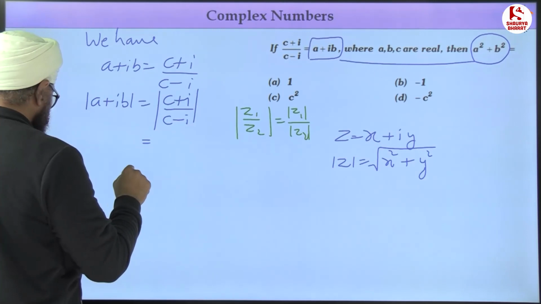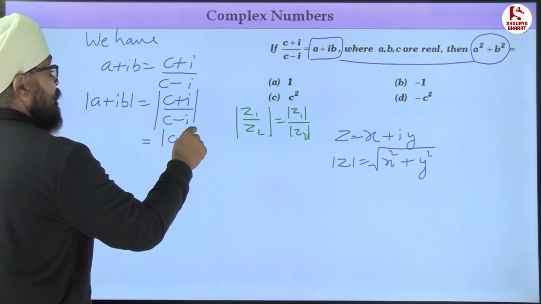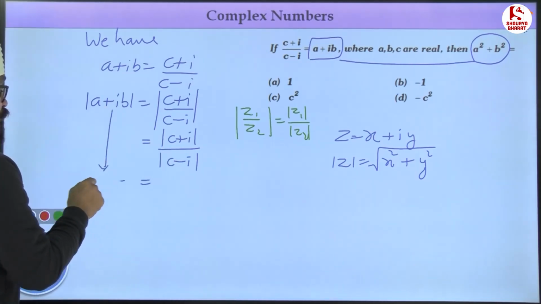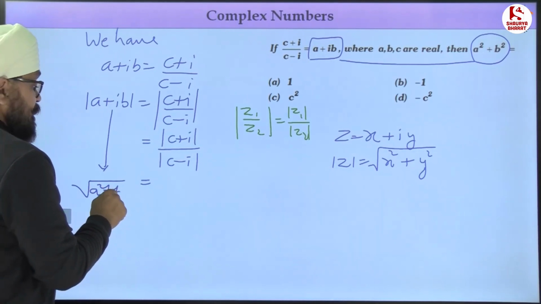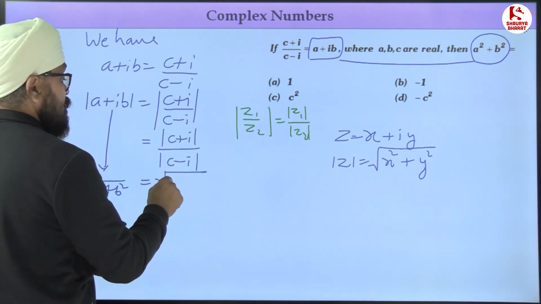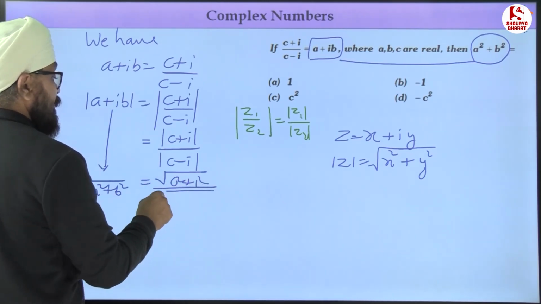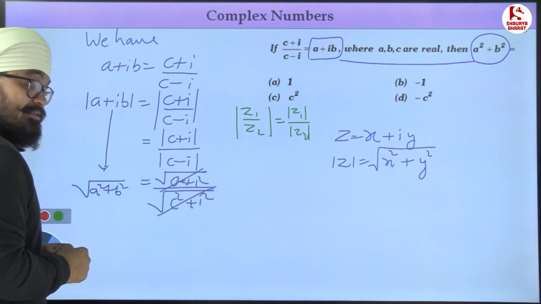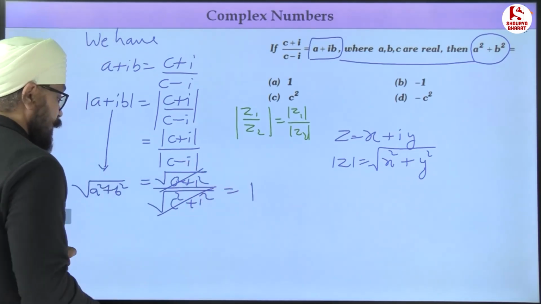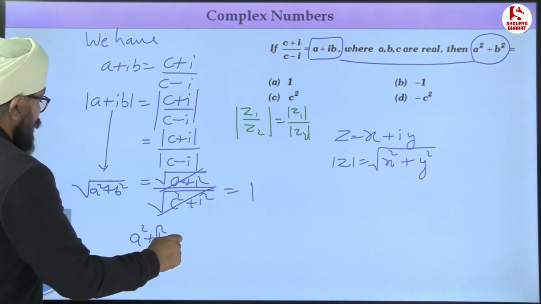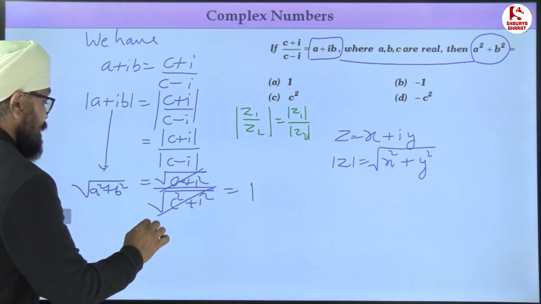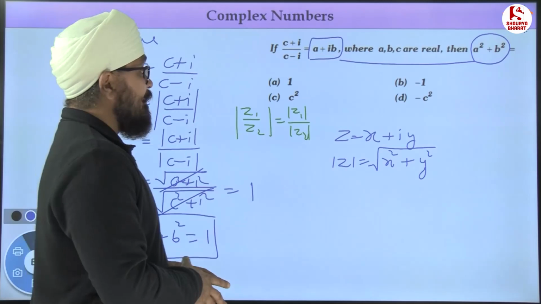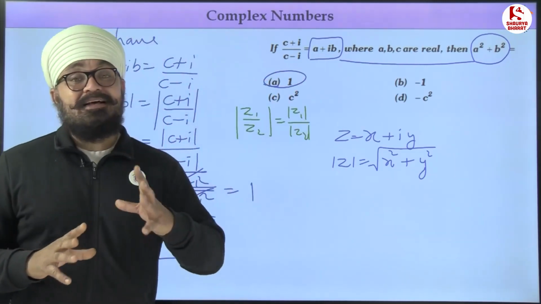So this is magnitude of c + i upon magnitude of c − i. The magnitude on the left becomes root of a² + b², in the numerator it becomes root of c² + 1², and in the denominator again we have root of c² + 1². This gets cancelled, and its answer is 1. Squaring both sides, a² + b² = 1. So we have completely derived it, there is no need to worry. We have got the answer as 1.